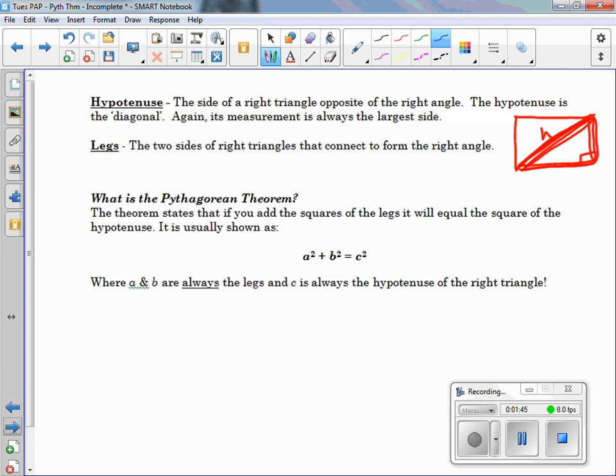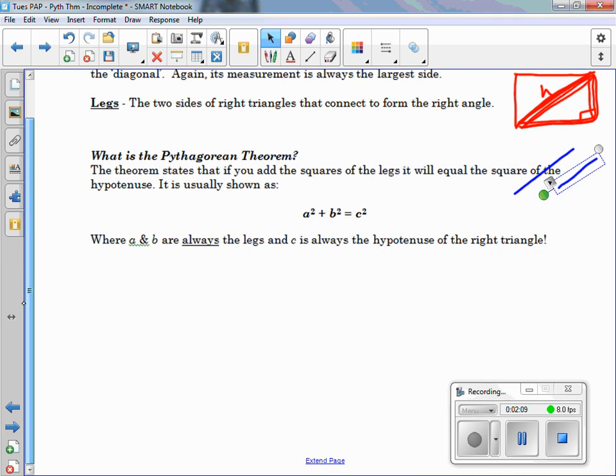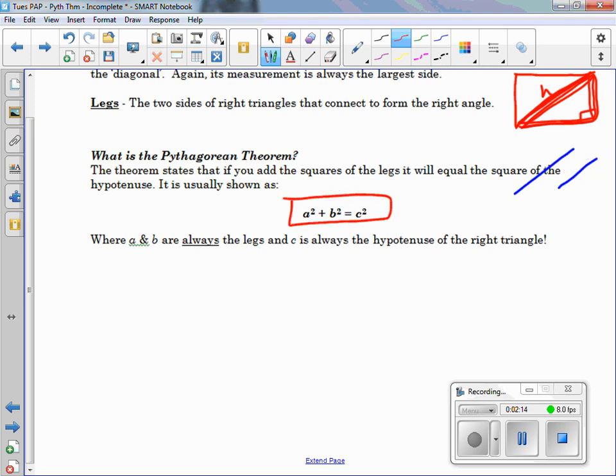So as you can probably see from here, this is going to be shorter than that, and this is going to be shorter than that. So again, the hypotenuse is the longest side. The legs are the sides that connect to form the right angle. So the Pythagorean theorem that you figured out over the past couple days with your activity is a squared plus b squared equals c squared. So remember, A and B are always the legs, and C is always the hypotenuse.